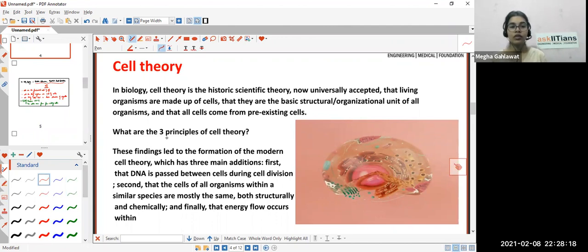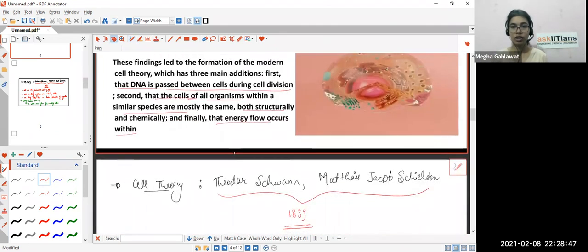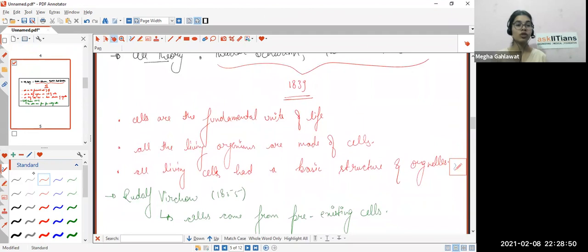So you see, three principles of cell theory. First is DNA is passed between the cells during cell division. Second is the cells of the organisms within a similar species are mostly the same. And then energy flow occurs within the cells. That is the most generalized thing present in every cell theory, which was given by Theodor Schwann and Matthias Jakob Schleiden. But these are the postulates which you'll have to write for the exam, so kindly note these down.